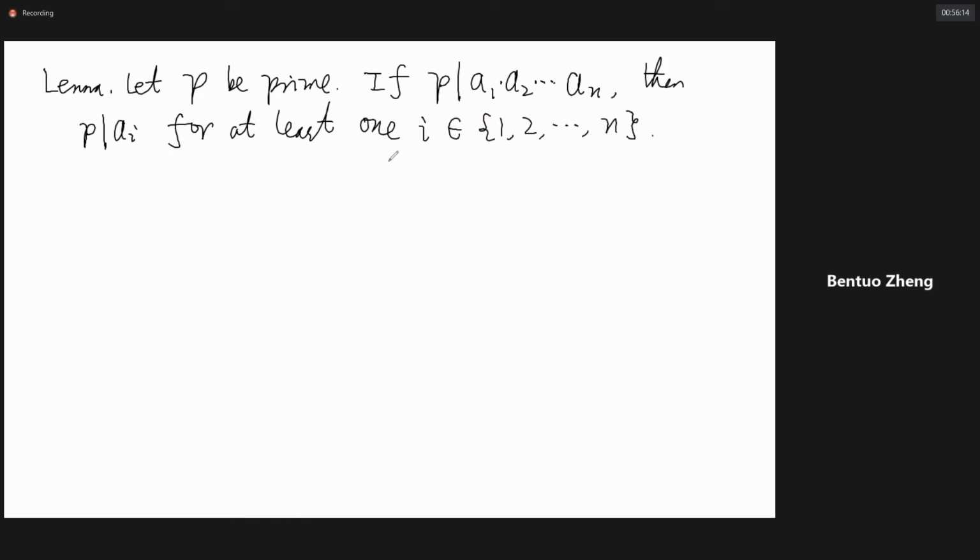So if a prime number P divides a product of n numbers, then P must divide at least one of those numbers. This is what the lemma says. This lemma is actually a generalization of the previous lemma. So we can prove it by induction. Okay, let's review the procedure we've learned in the beginning. Proof by induction.